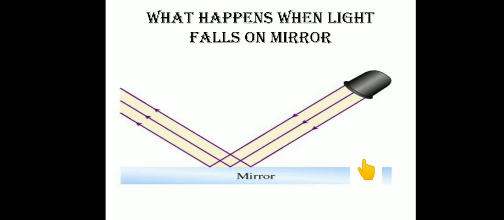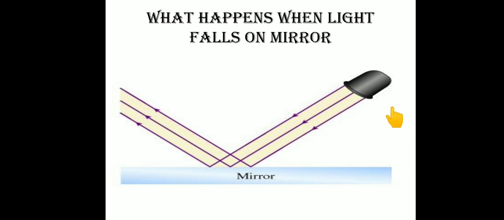First of all, we will talk about what happens when light falls on a mirror. Now students, just keep in your mind that light, when it falls upon an object, bounces back. But it happens with an opaque object. Some part of light may be absorbed by the object, and some objects can emit light.